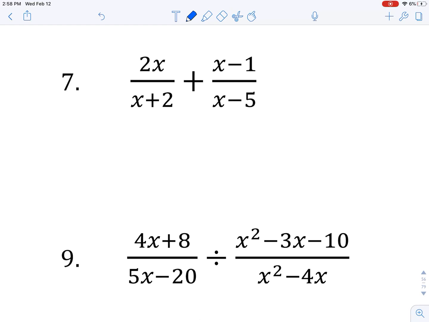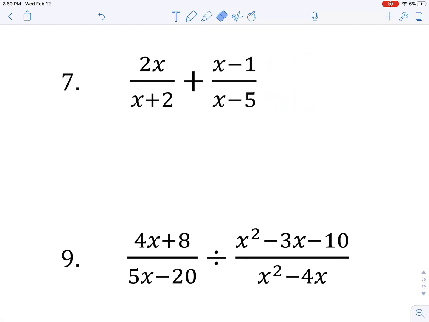Okay, now we have one with unlike denominators. So when this happens, we need to multiply by the opposite denominator. So I'm going to multiply the top and the bottom by x plus 2. Okay? And I'm going to multiply the other one by x minus 5.